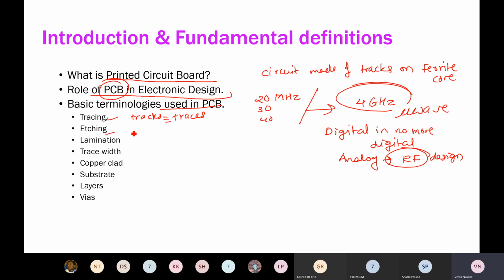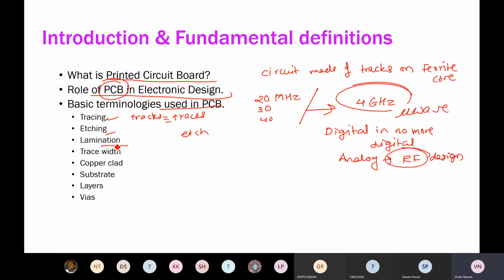Then etching. This is something related to manufacturing of PCB. Everyone knows that PCB comes with the copper clad. The whole ferrite material or polymer material is coated with copper, and on that copper material we have our tracing. After that we etch our copper clad in the acid. Whichever part of the copper was exposed to the acid will get dissolved, and the rest of the copper will be there, which will create tracks.